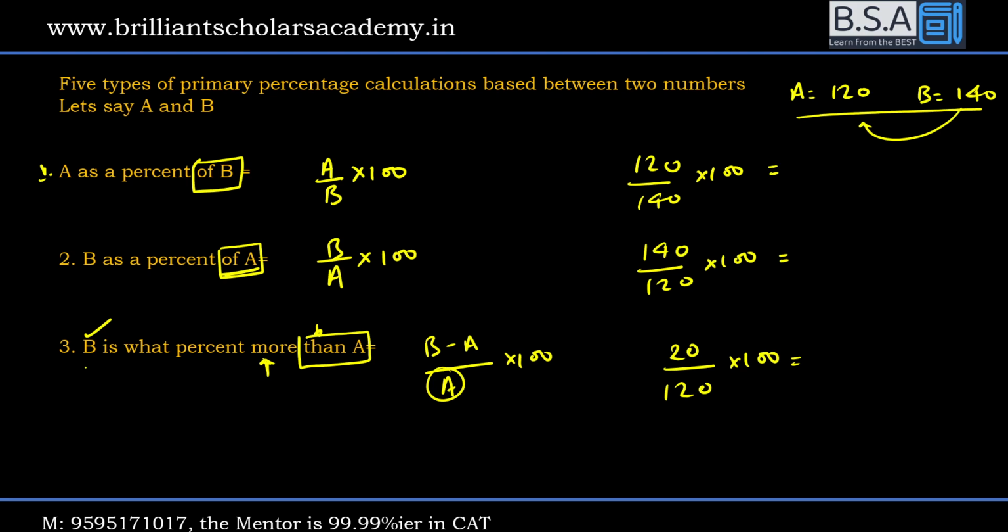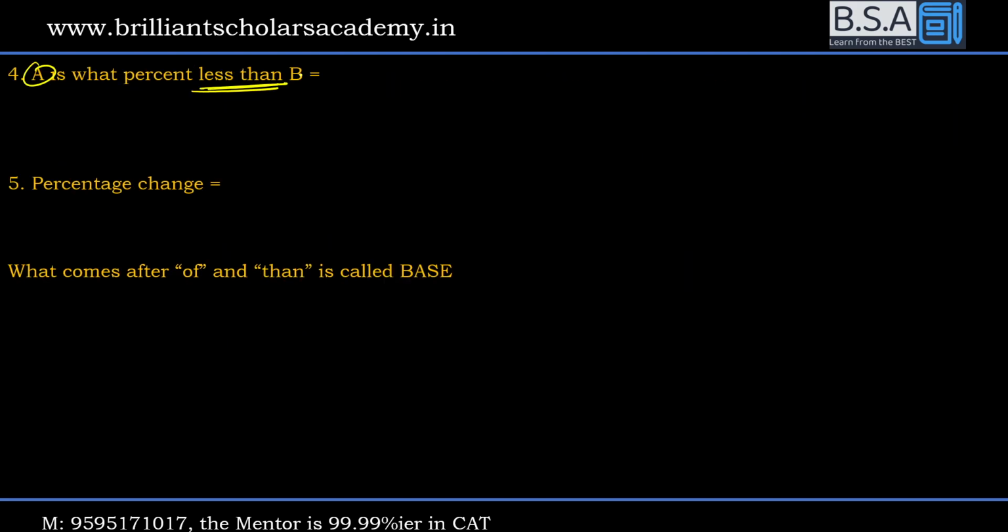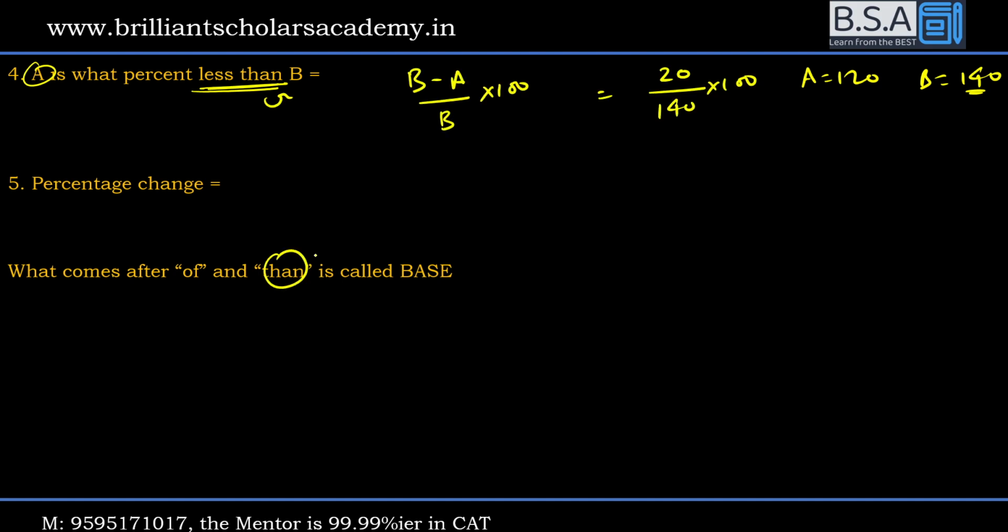Now I might ask you, A is what percentage less than B? So I'm looking for less. If I say A is 40, but how much amount is A less? A is less than B by 20. Then B comes below. As a formula, you don't have to byheart this. This is B minus A upon B into 100. Whatever comes after of is called the base. Whatever comes after then is also called the base. Base will be in the denominator.